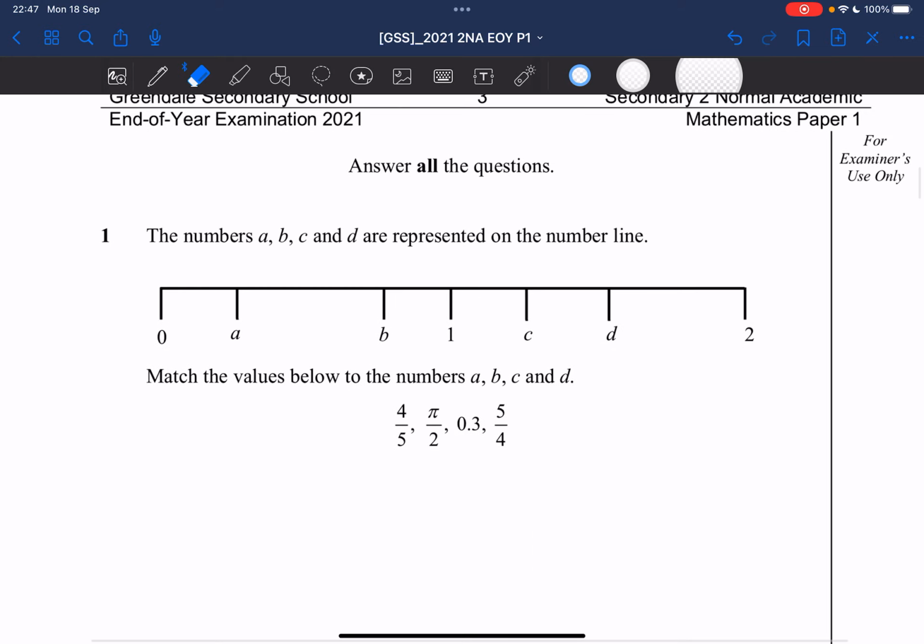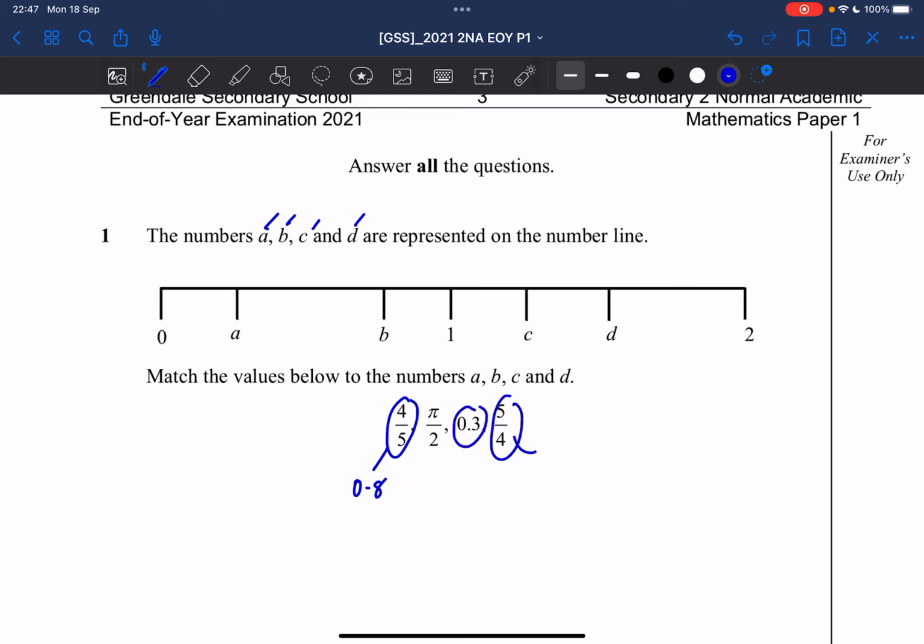So they say here the numbers A, B, C, D are represented on a number line. So this is your number line. Now match your values below to the numbers A, B, C, and D. So actually for convenience, we can change all these numbers to decimal. So 4 over 5 is 0.8. Then 0.3 is 0.3. 5 over 4 is 1.25.